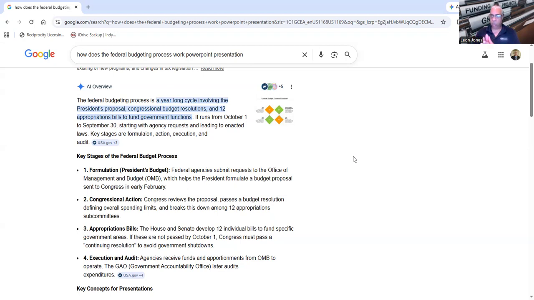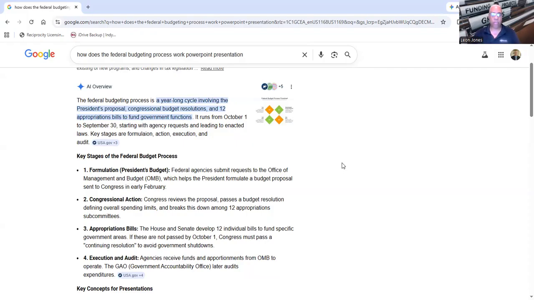Again, you always hear congressional action, and that's when Congress is always going to review. Now, who's Congress? That's your Senate and that's your House. And they will review the proposal. They're going to pass a budget, what we call a budget resolution, and it's going to define the overall spending limits, and it's going to break this down amongst the 12 appropriations committees.